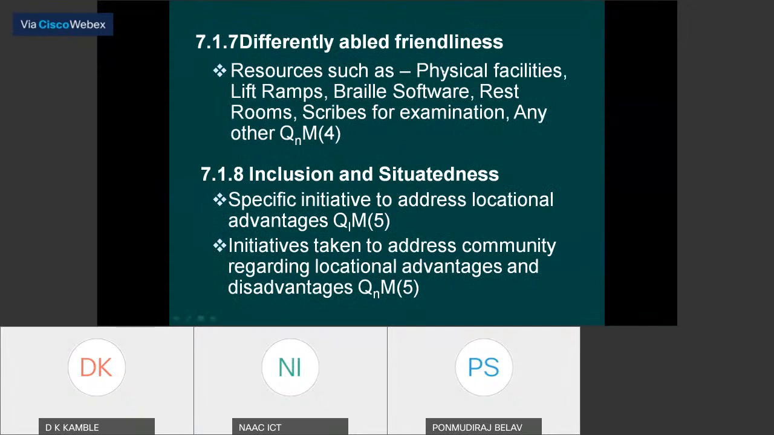Then differently abled friendly: how the institutions are maintaining facilities for physically handicapped students, meaning differently abled students, and what facilities are there in the institutions. For example, physical facilities like a lift, ramp, braille software, a separate restroom for disabled students, scribes for examinations, and wheelchairs. If they have these facilities, the institution has to take geotag photos, and documents related to Braille or scribes for examination should be provided in the SSR. Then inclusion and situatedness, specific initiatives to address locational advantages, that is QLM.